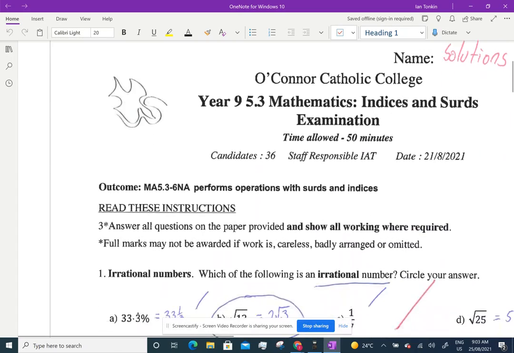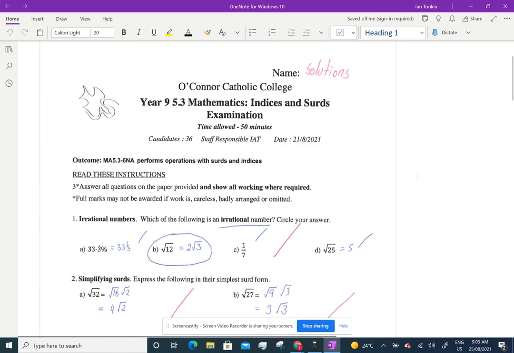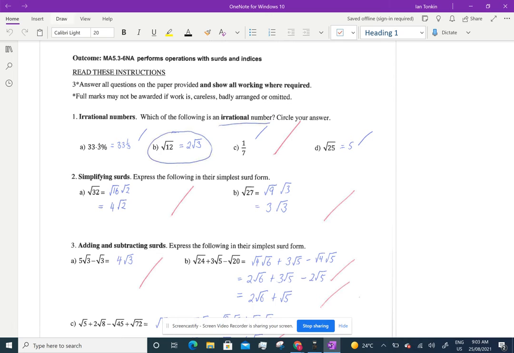Okay, I'm going to go through the Surds test. I'm going to put up a copy of the solutions on Google Classroom, but I'm just going to go through it because I want to talk about a few things that a lot of people made mistakes with. Now, the first one was pretty easy.